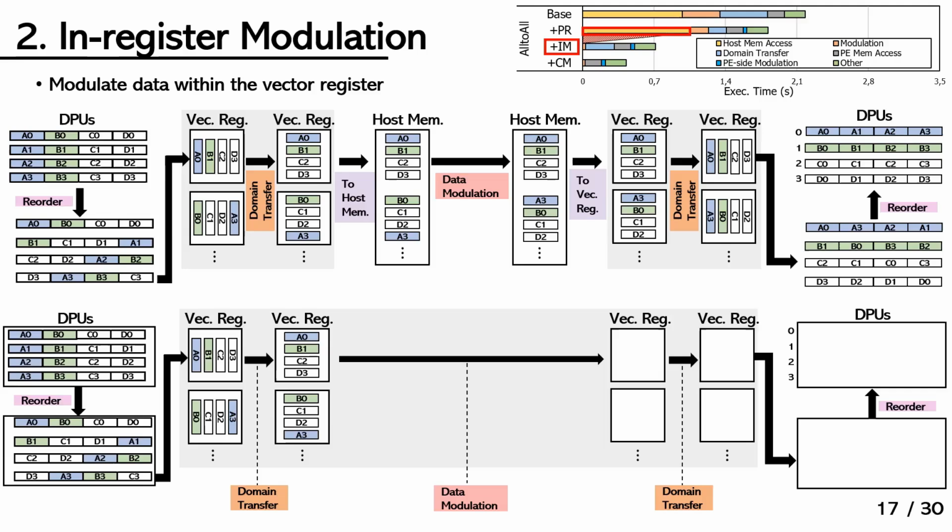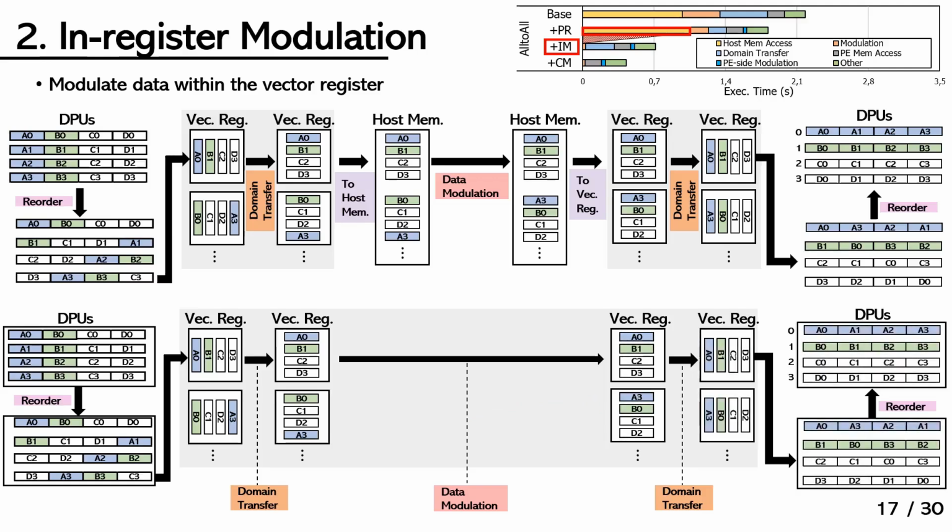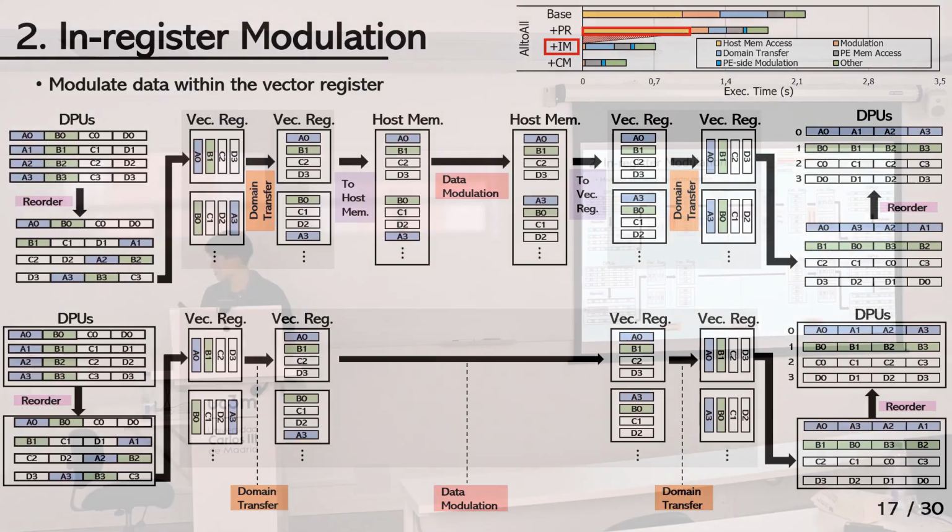Remember how the data modulation process on the top was specific to the cache line. So one interesting fact is that the size of the cache line is the same as the size of the vector register. Hence, if we choose to modulate the data directly on the vector register, we can avoid unnecessary host memory access, bringing improvements in performance. And the rest of the procedure is done the same as above.